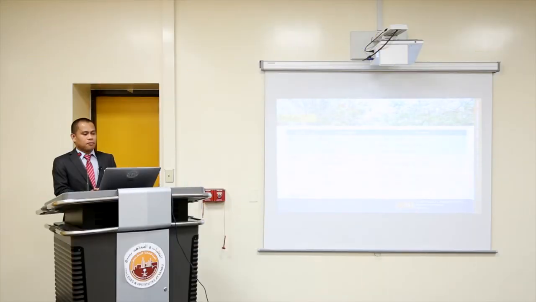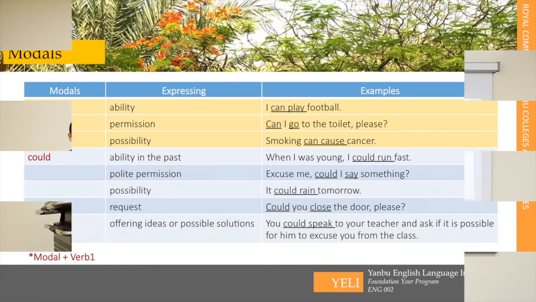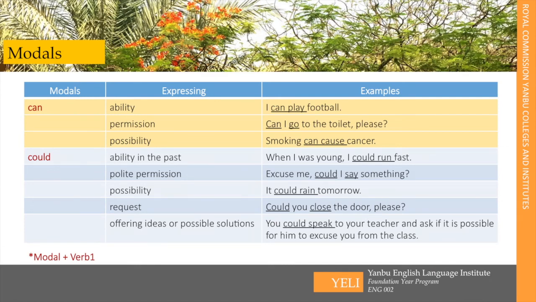Now, lastly, we have modals. There are commonly used modals that we use when we give suggestions or recommendations. Some of these are can, could, should, must, and have to. For example, we use can to express ability, permission, or possibility. And we use could to express ability in the past, polite permission, possibility, request, or when we offer ideas or possible solutions.